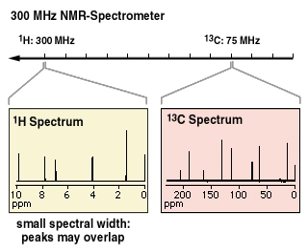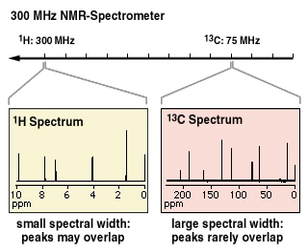Chemical shifts for hydrogen fall within a window of from 0 to 10 parts per million, and peaks often overlap. A carbon spectrum spans a much wider range, from 0 to 230 parts per million, and consequently, peaks rarely overlap.